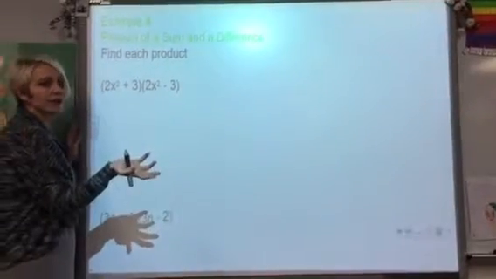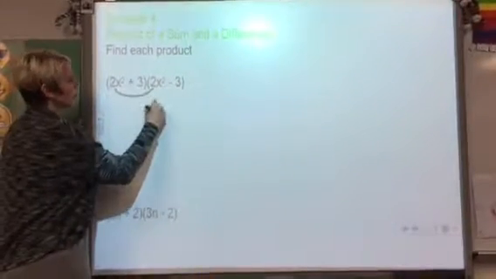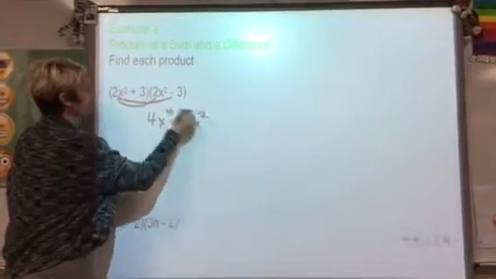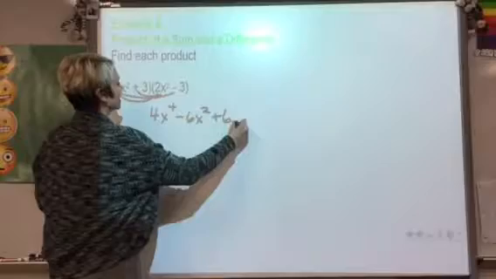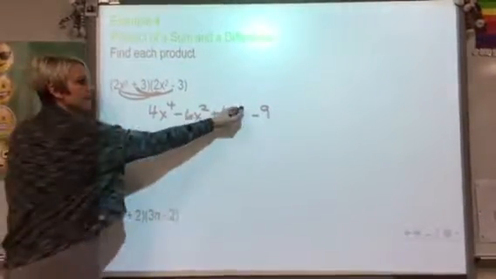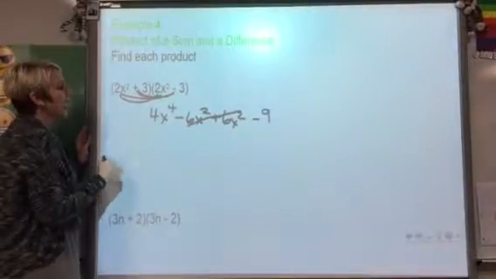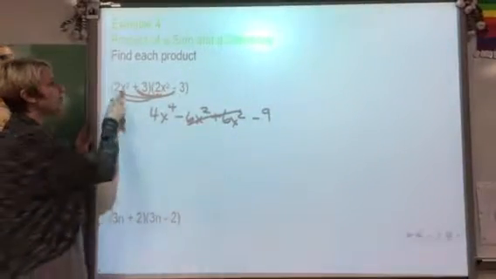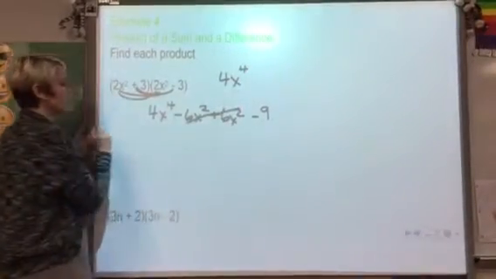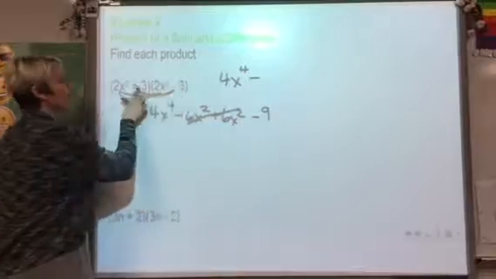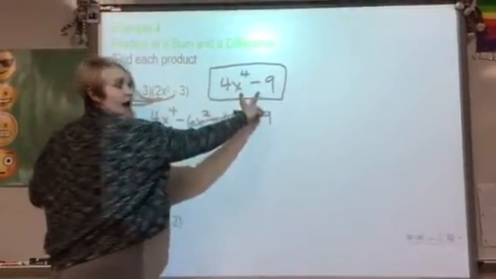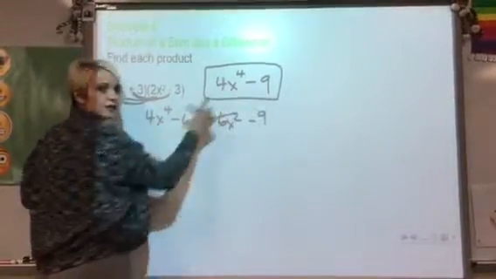Let's go ahead and FOIL it and see what happens. First would be 4x to the 4th, outer minus 6x squared, inner plus 6x squared, last minus 9. See how that middle term cancels out? And so this pattern that you can use every time, when you see a sum times a difference, do the first term squared, and then subtract, and now have the last term squared. Do you see how this is called a difference of squares now? First term squared, last term squared.